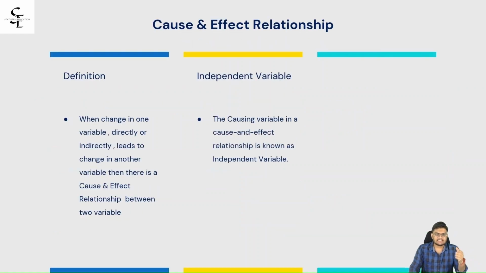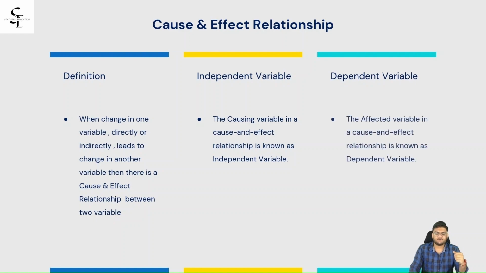The first one is independent variable. The causing variable in a cause and effect relationship is known as independent variable. Dependent variable. The affected variable in a cause and effect relationship is known as dependent variable.